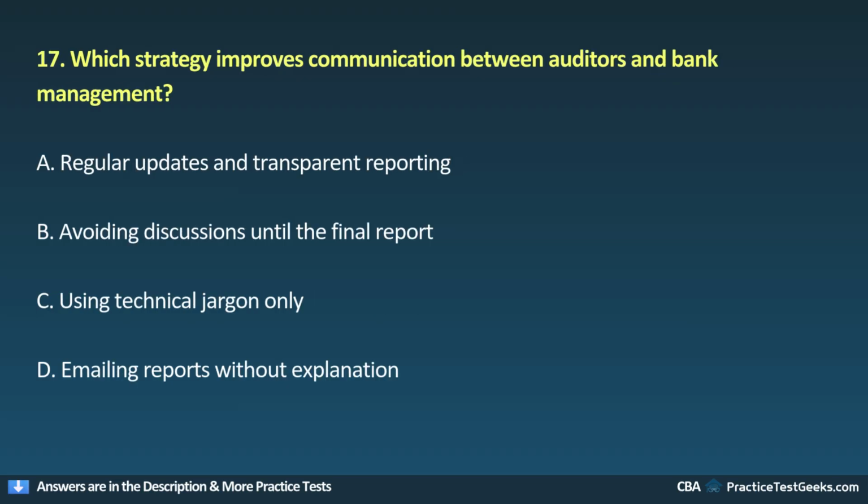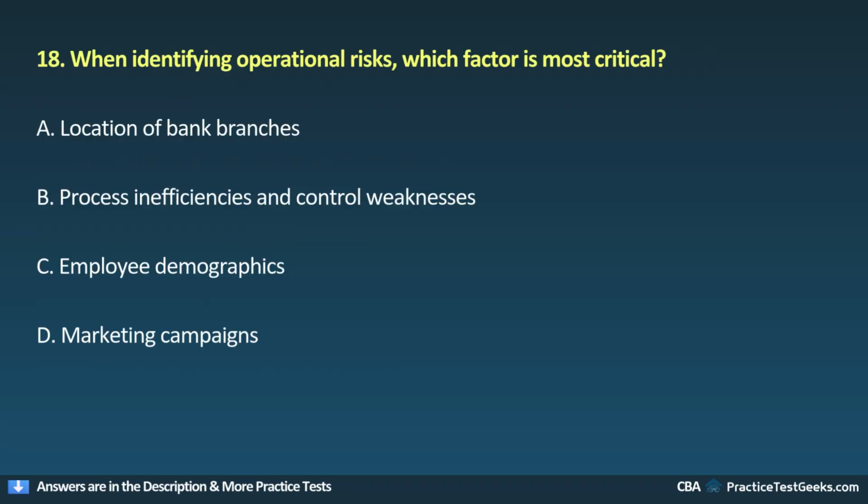17. Which strategy improves communication between auditors and bank management? A. Regular updates and transparent reporting. B. Avoiding discussions until the final report. C. Using technical jargon only. D. Emailing reports without explanation.